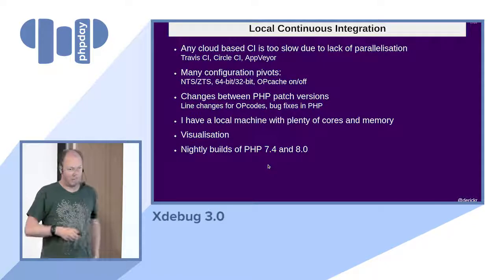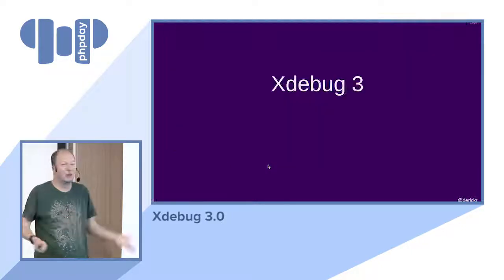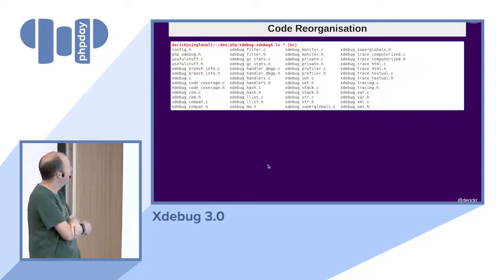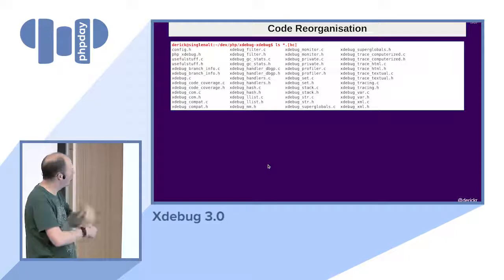But then Xdebug 3. So what do I want to do there? I've already alluded to some of that. So the code organization is kind of not organized whatsoever. It has random functions in random files, and there's a whole bunch of them, and it's really annoying because all of them start with xdebug_, which is really annoying for auto-completion in IDEs, or in my case Vim. So I want to change that.